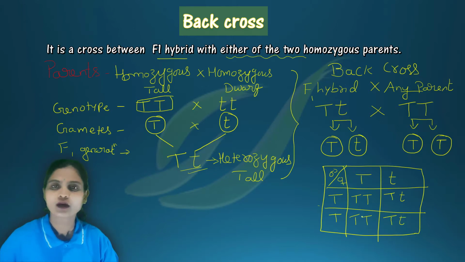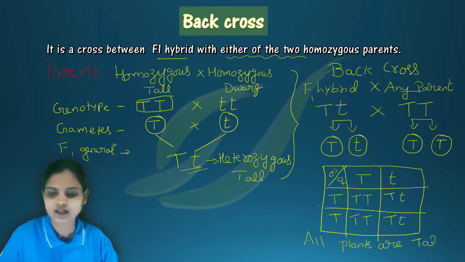So here we get 2 homozygous tall and 2 heterozygous tall. All plants obtained are tall, you know very well. These two are homozygous tall, whereas these two are heterozygous tall.